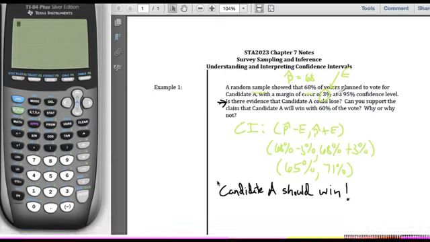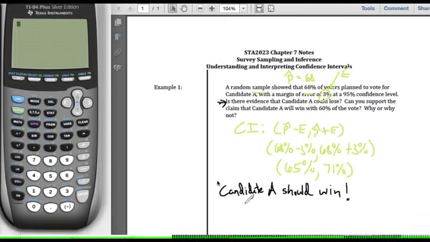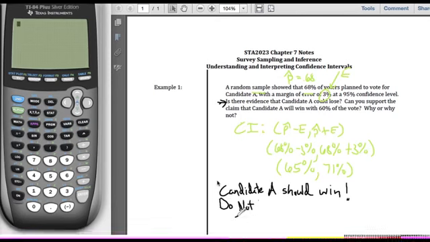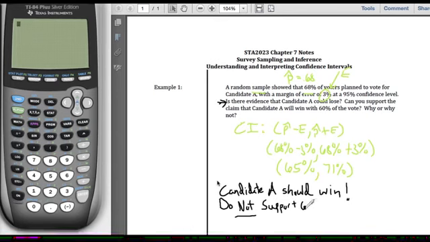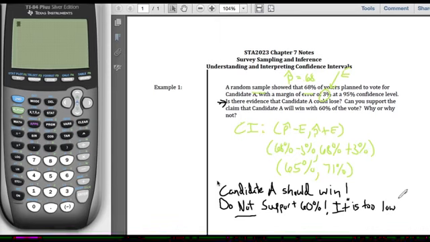Now, can you support the claim that candidate A will win with 60%? I'll say that we do not support 60%. And the reason, the why, is it is too low.